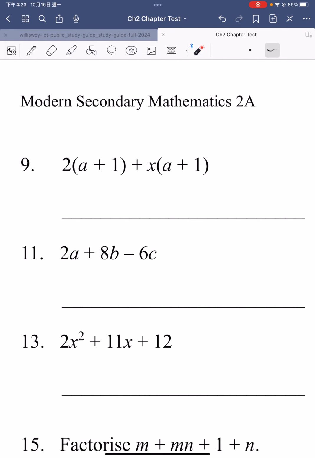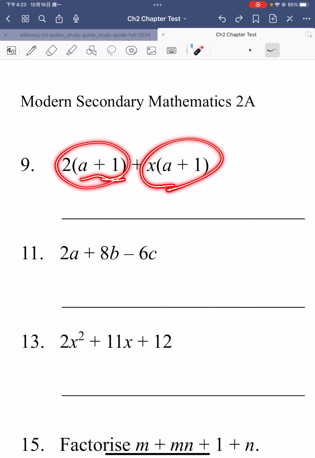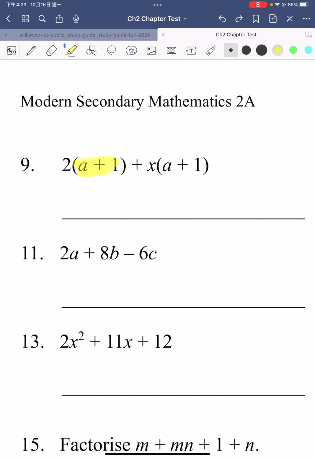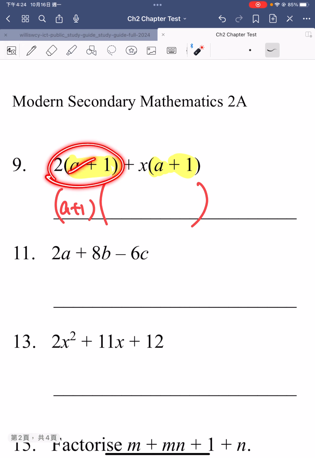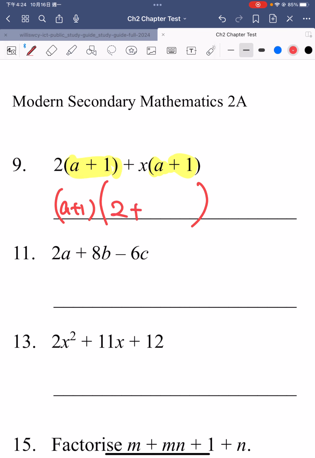So for 2a plus 1 plus xa plus 1. What does that mean? We can see that this is the left part, this is the right part. Is there anything in common? We've got a plus 1 as the common factor. So we take out the a plus 1 from both. If we take out this common factor, we still need to write a bracket here. So after you take out a common factor, you add a bracket behind, okay? So now we have 2a plus 1. We erased a plus 1, so what we are left with is 2 plus x times a plus 1 sum. So we are left with x plus 1. So what we have is just 2 plus x. So that's for question 9.